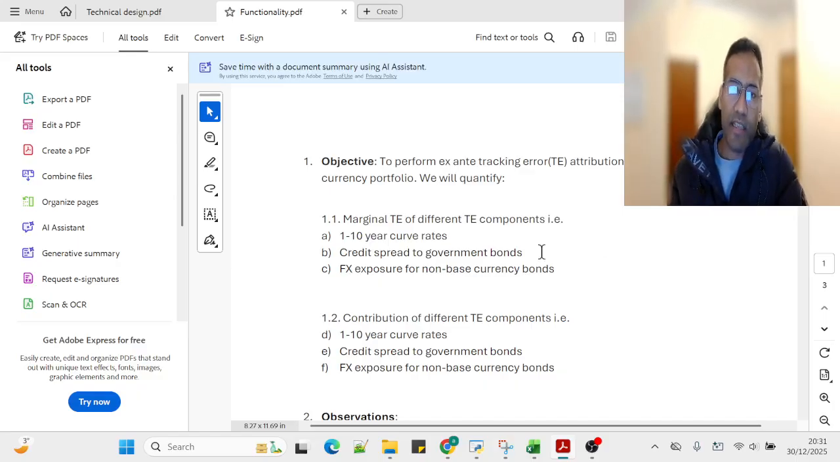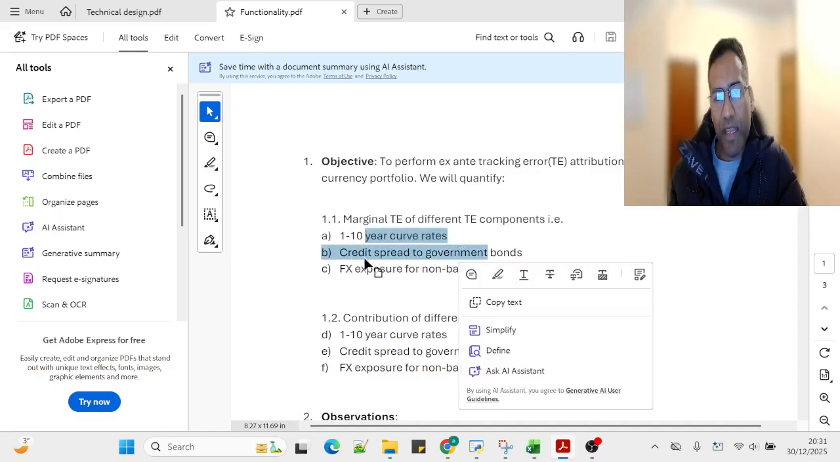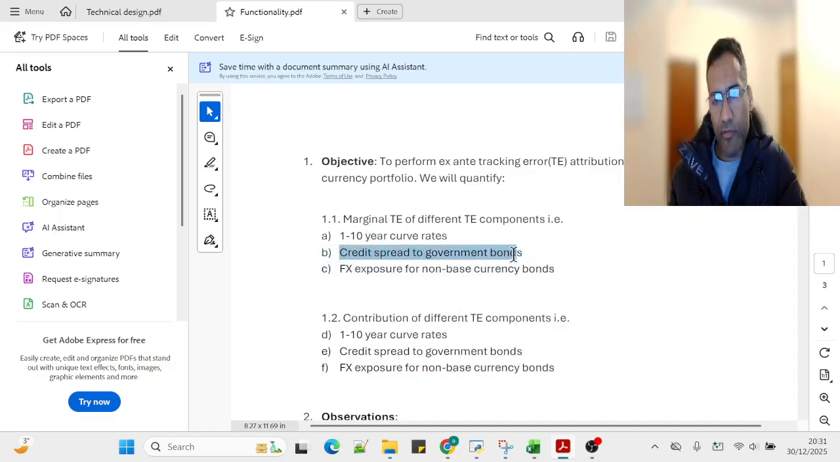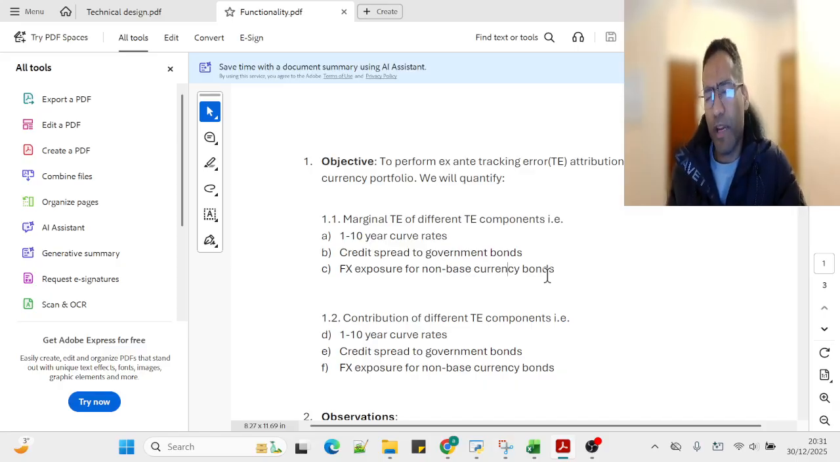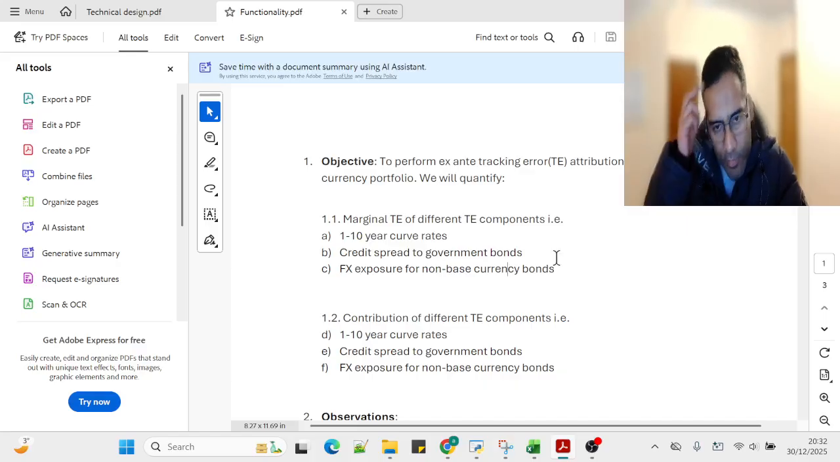If you can see my screen now, I have done the contribution for 1 to 10 year tenor terms, and also the credit spread for spread to government bonds, and also for the FX exposure for non-base currency portfolio bonds. So in my fictional portfolio, my base currency is euro, and I have some positions which are in euro, some are in US dollar, and yeah, so this is it.